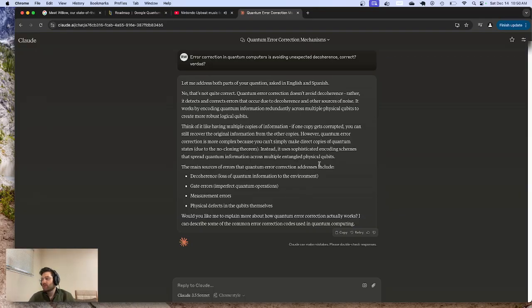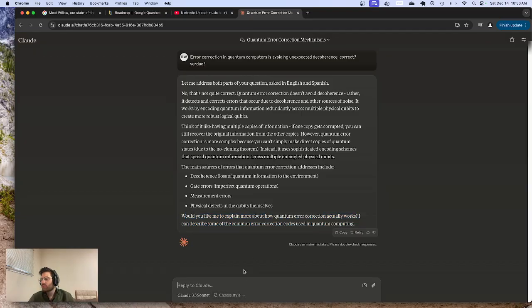Uses sophisticated encoding schemes that spread quantum information across multiple entangled physical qubits. The main sources of errors that quantum error correction address include decoherence, loss of quantum information to the environment, gate errors, imperfect quantum operations, measurement errors, physical defects in the qubits themselves. Would you like me to explain more?